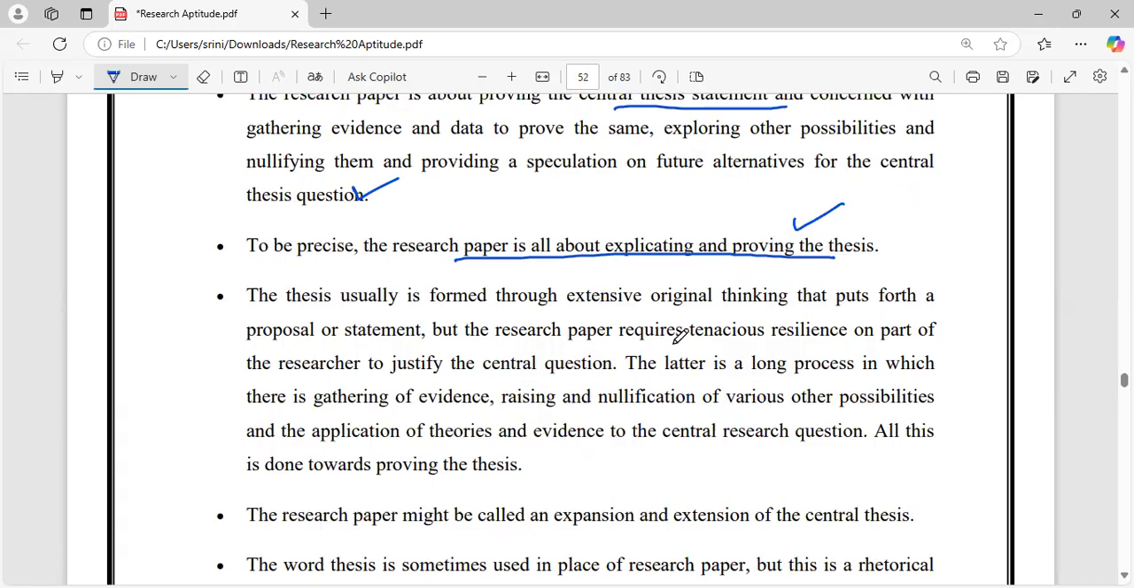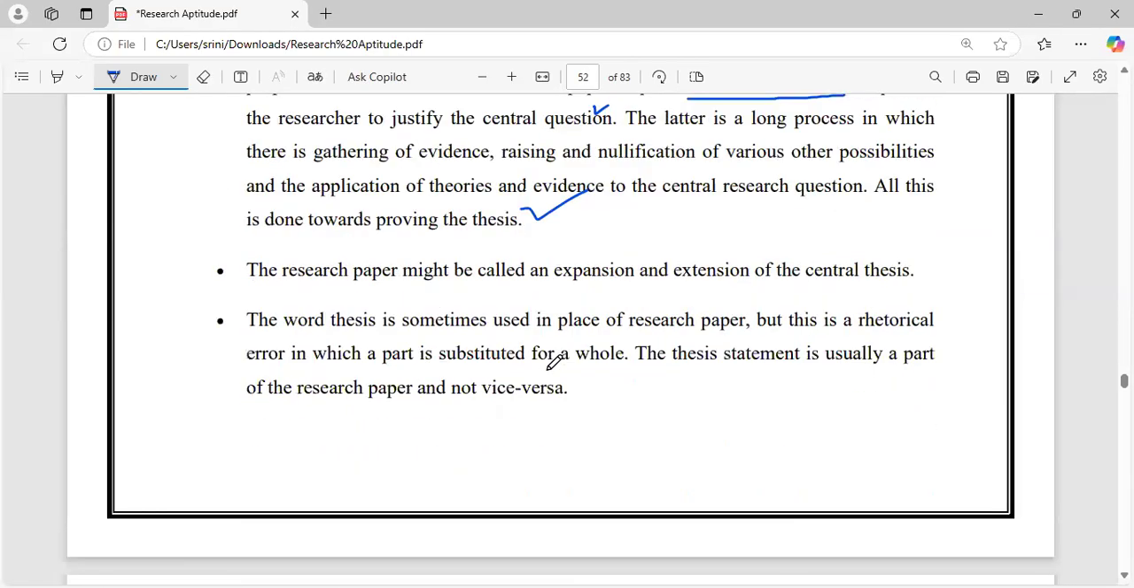Okay. But the research paper requires tenacious resilience on the part of the researchers to justify the central question. The latter is a long process in which there is a gathering of evidence, raising and nullification of various other possibilities, and the application of theories and evidence to the central research question. All this is done towards proving the thesis. The research paper might be called an explanation and extension of the thesis.